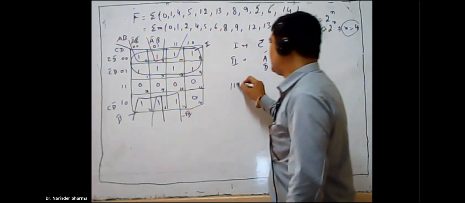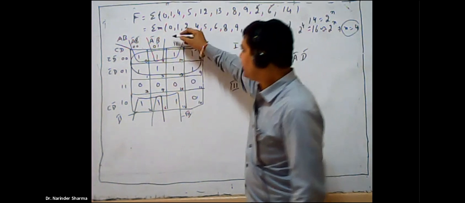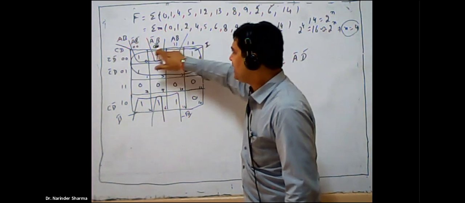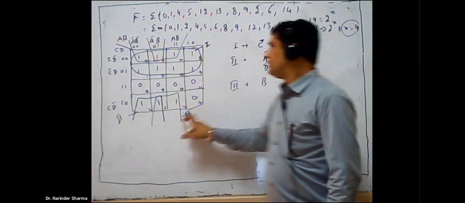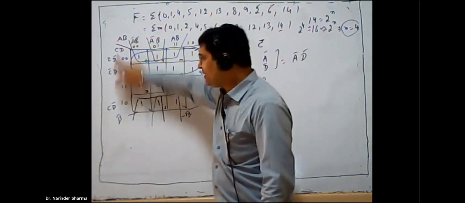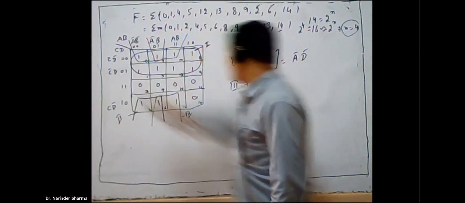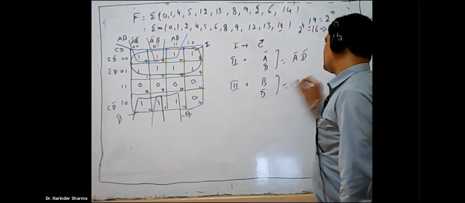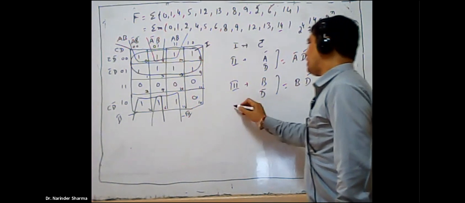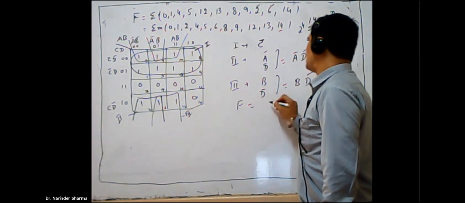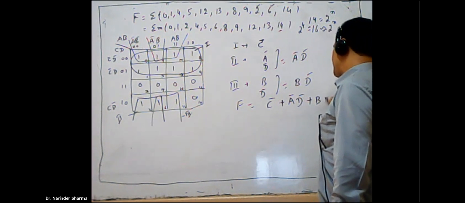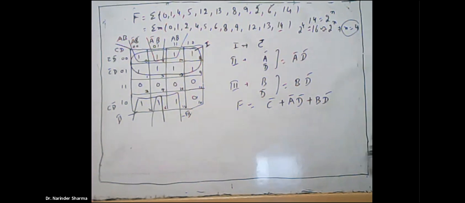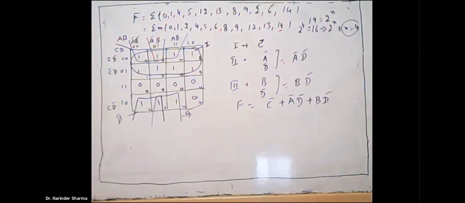For the third group, here you will get AB, A bar B, AB, which is common, B. Here you are getting C bar, D bar, C, D bar, which is common, D bar. So it would be B, D bar. So your answer will be F is equal to C bar plus A bar D bar plus B D bar. In this way, we can minimize this expression and we can also implement it.